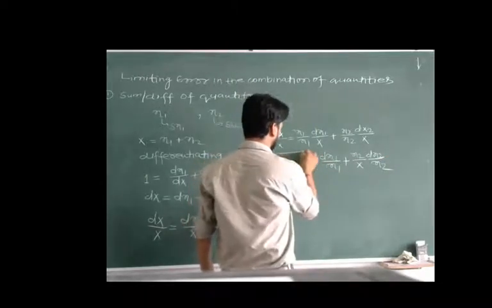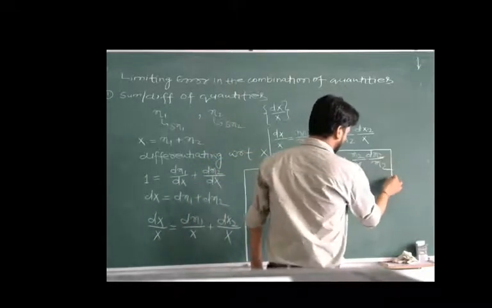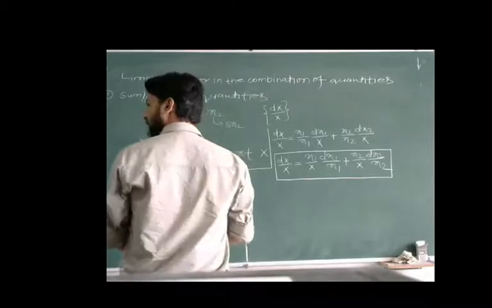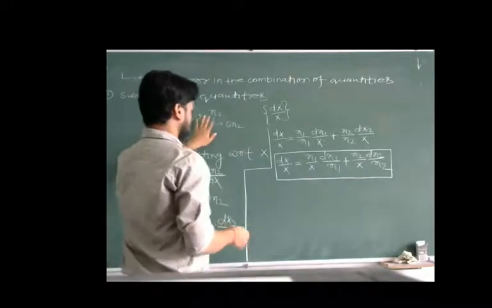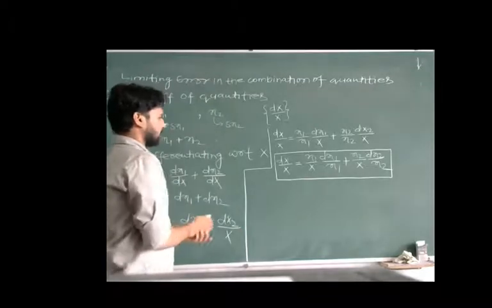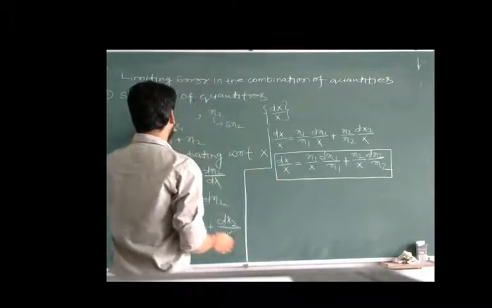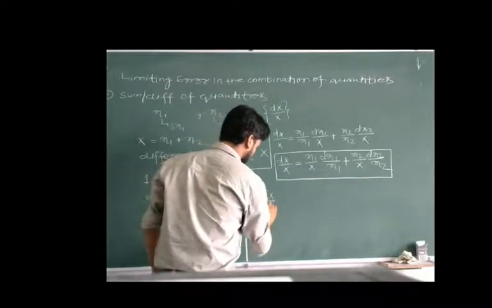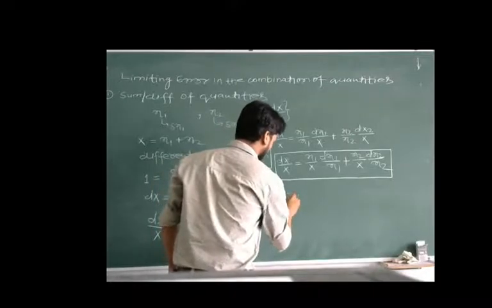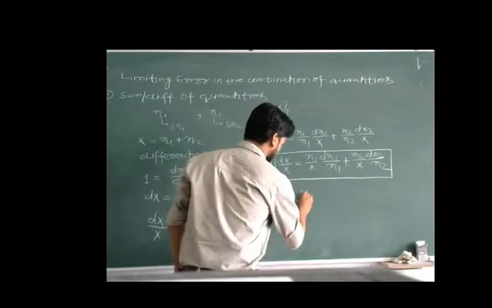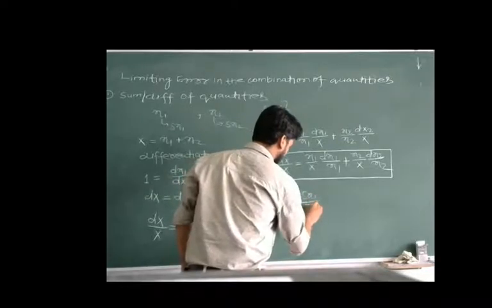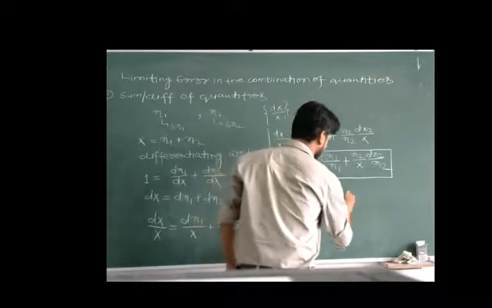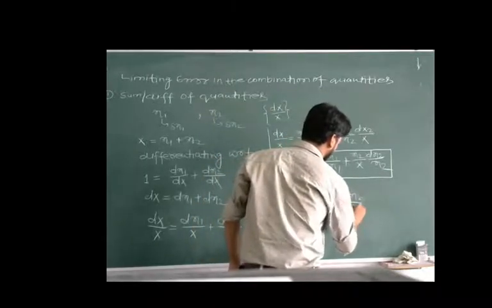This is the total limiting error of the result due to the component quantities x1 and x2. Representing this equation in terms of del x1 and del x2, we can write that del x over X is equal to x1 upon X into del x1 upon x1 plus x2 upon X into del x2 over x2.